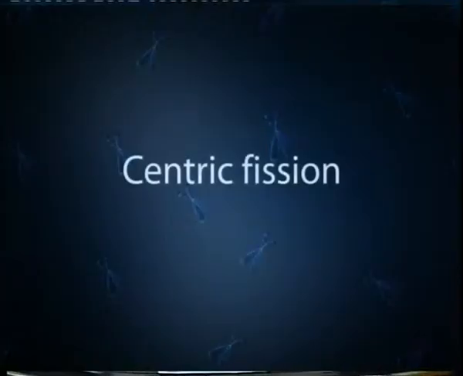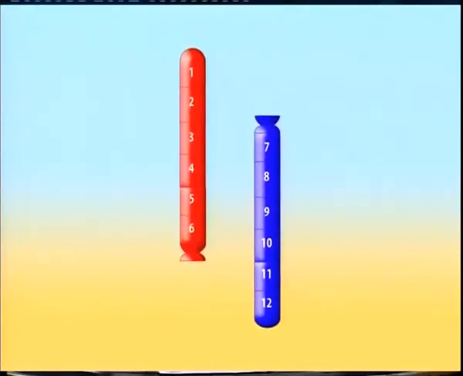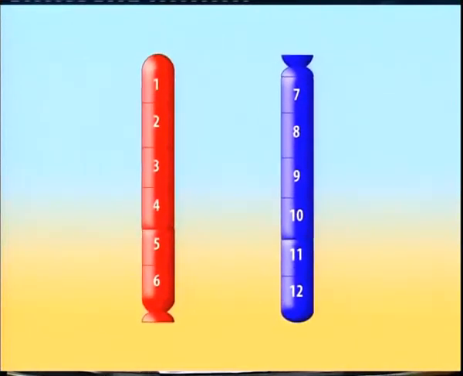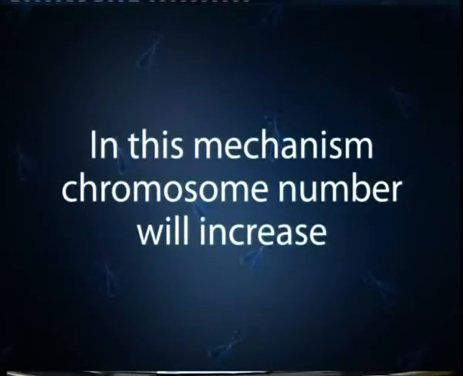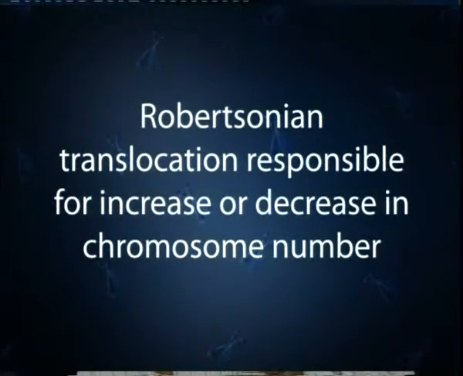In another situation we have centric fission. In this case, a metacentric chromosome will break at the centromere and result in the formation of two telocentric chromosomes. In this centric fission mechanism, the chromosome number will therefore increase, because from one metacentric chromosome two chromosomes are formed. In short, these Robertsonian translocations have tremendous evolutionary significance, because they are responsible for either an increase or decrease in chromosome number or the karyotype complement of a species.